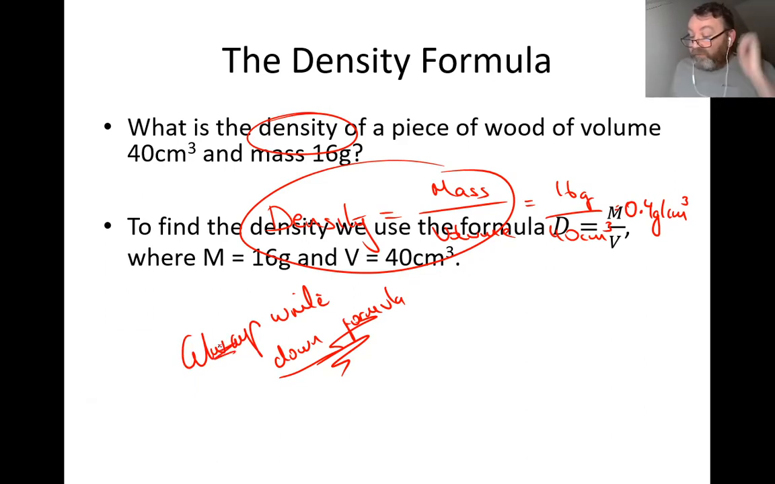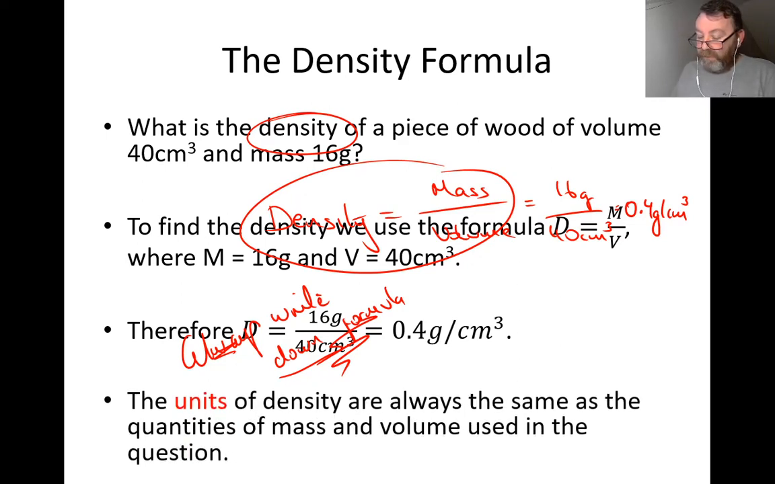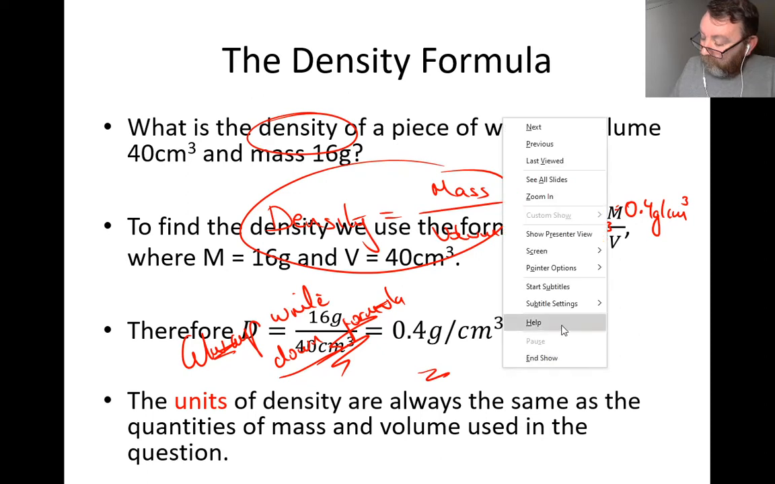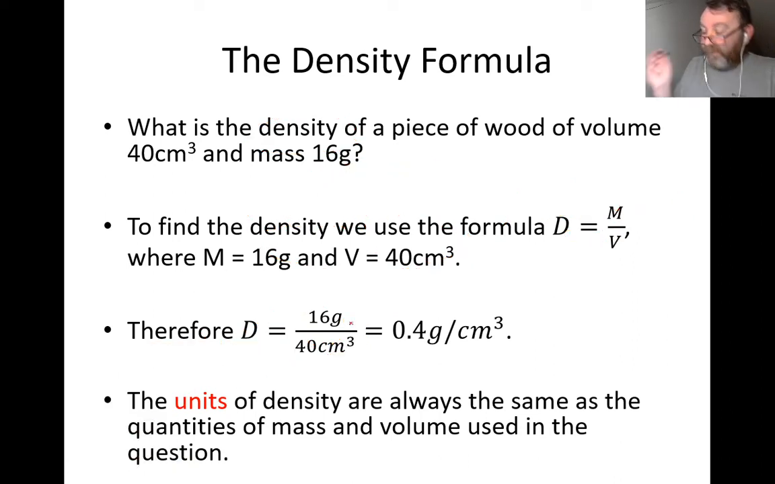Anyway, okay. To find the density, we use the formula: density is mass over volume. We've done that already. It's 0.4 grams per centimeter cubed. And excuse me for that horrible mess, but I don't know why it's not working. The units of density are always the same as the quantities of mass and volume used in the question. Okay, not going to let me work, unfortunately. There we go. Okay, got it back.